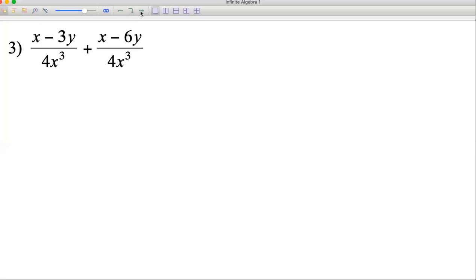Okay. Questions on number 3? I said we're doing 10 of these. We've already done 2. Okay. First one, no common denominators. What do we do? Well, that's what we're going to talk about.